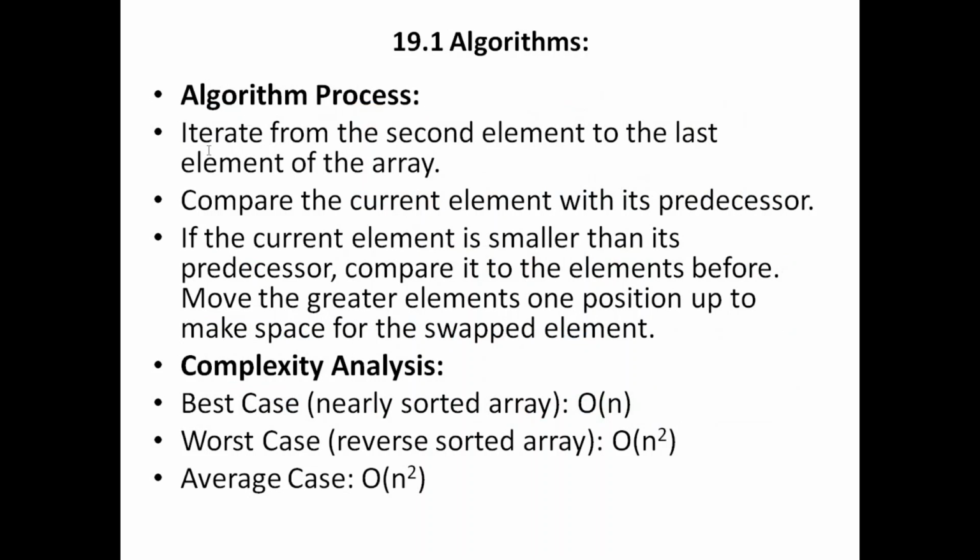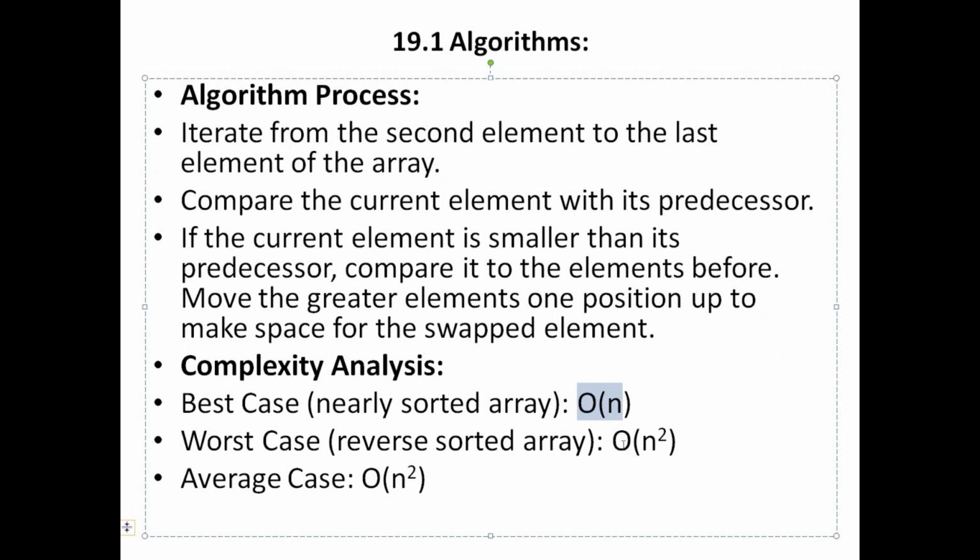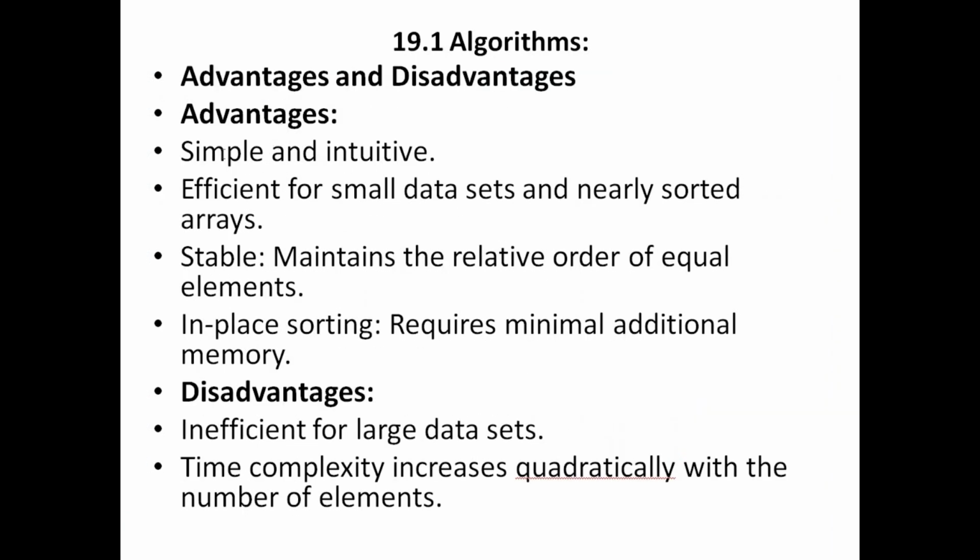Algorithmic process. This is basically what I just explained to you. Best case complexity is O(n). Worst case and average are both O(n squared). In this regard, it is just like your bubble sort.